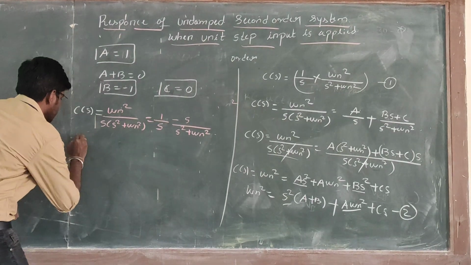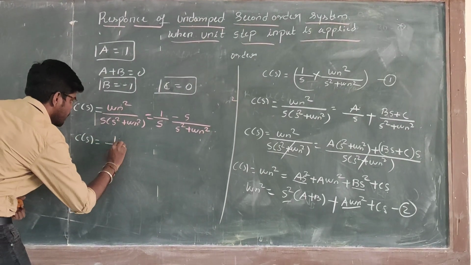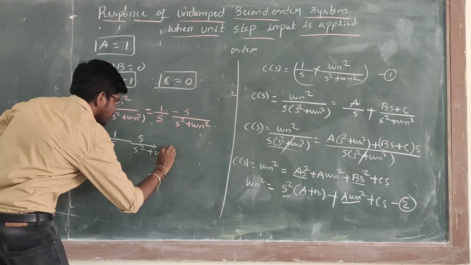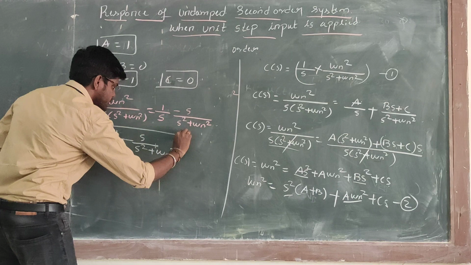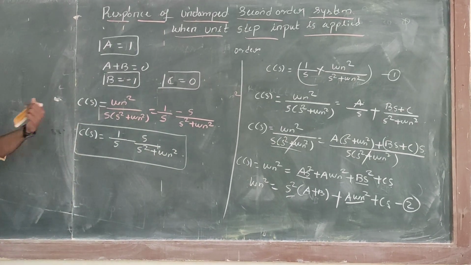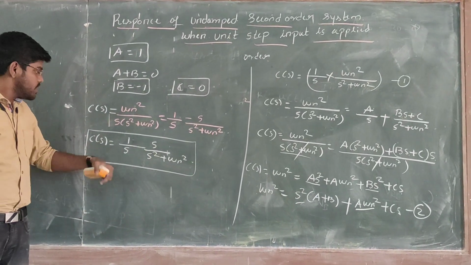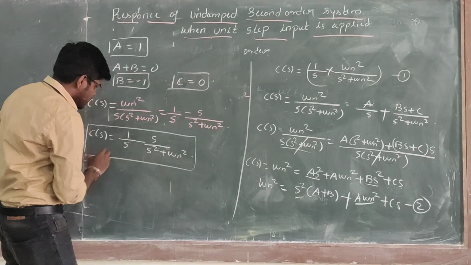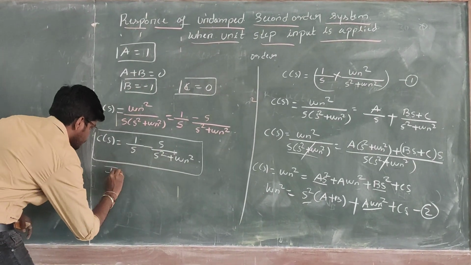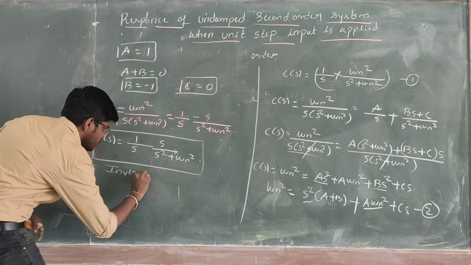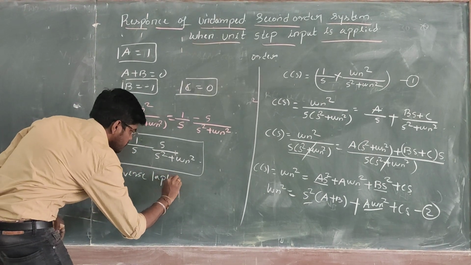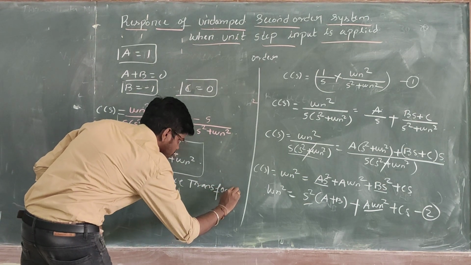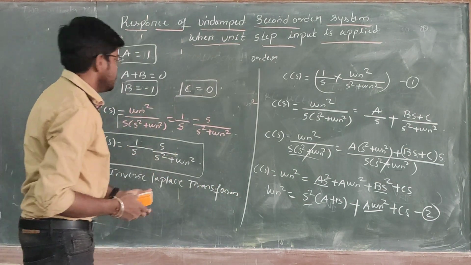Okay, C of S equals 1 by S minus S divided by S square plus omega n square. So now it is easy to get the value of response C of t in time domain by making use of inverse Laplace transform. So let us apply inverse Laplace transform to this equation. So apply inverse Laplace transform. Okay, so we'll write this side.